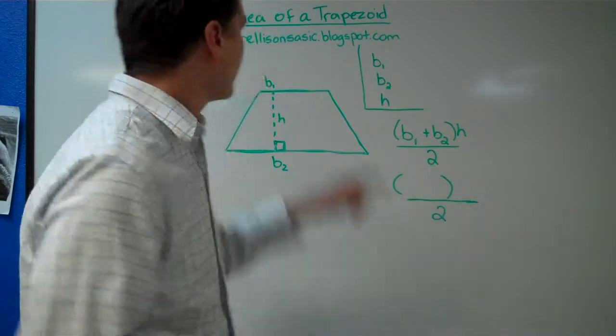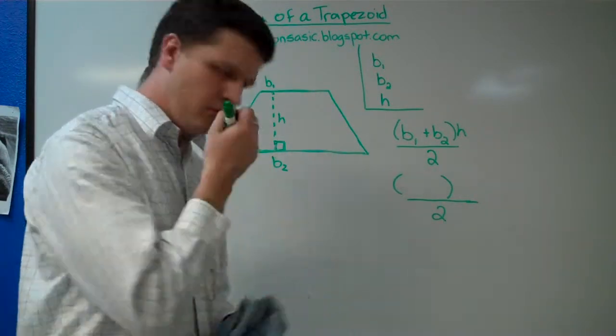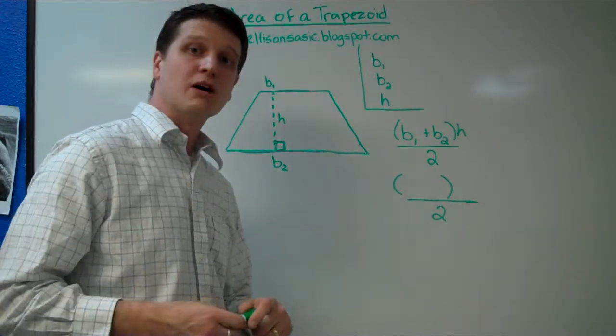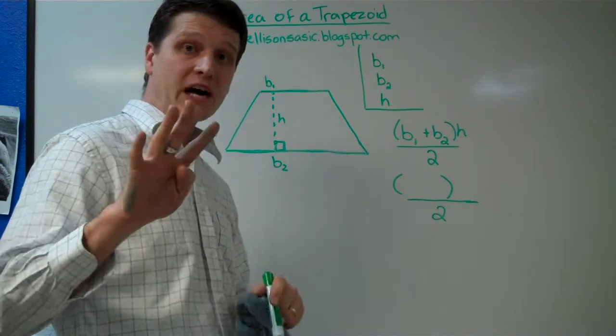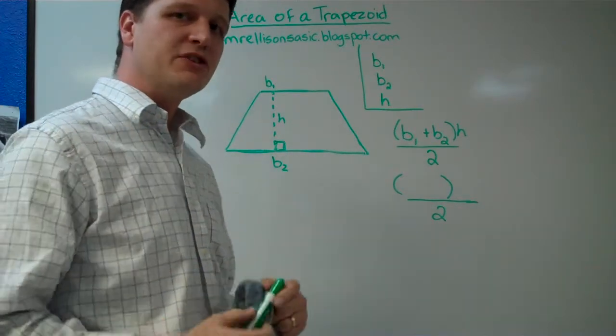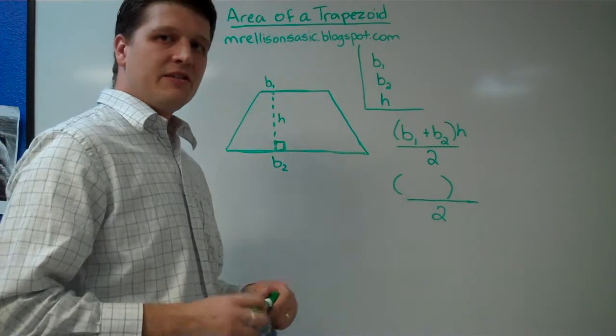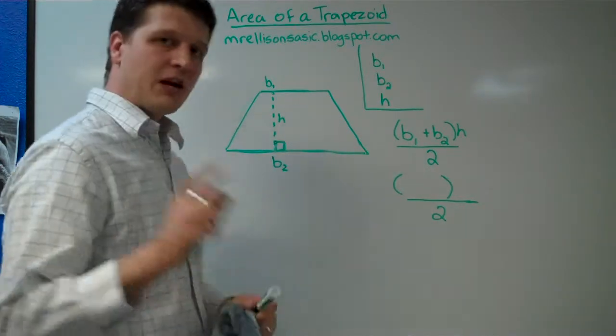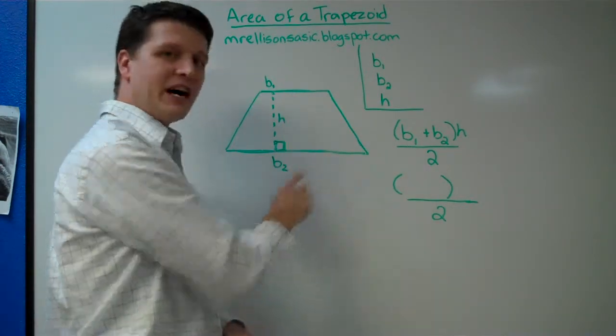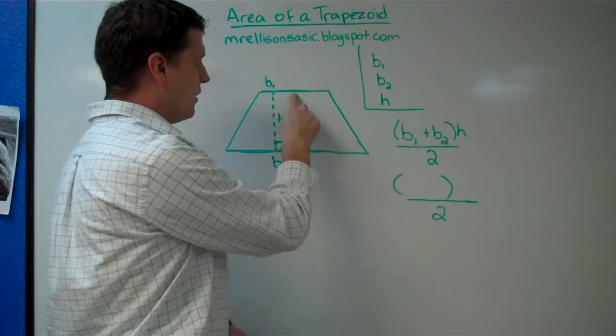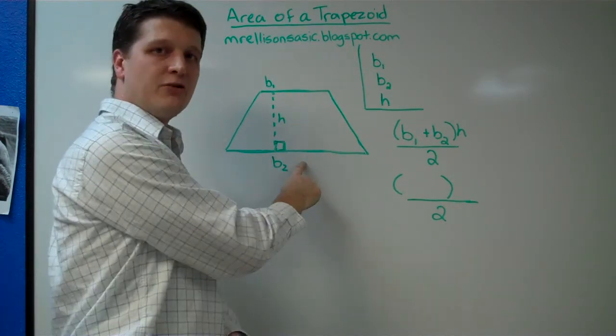Today what we're going to do is talk about area of a trapezoid. Now a trapezoid is a quadrilateral, which means it has four sides. And there's one thing that's unique about a quadrilateral that is a trapezoid. Now the trapezoid has two base sides. Okay, now base side 1 is shorter than base side 2.